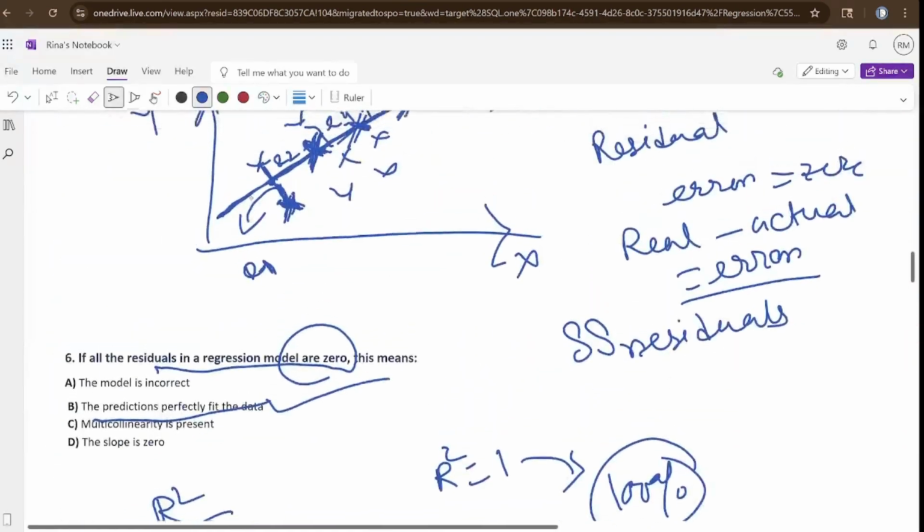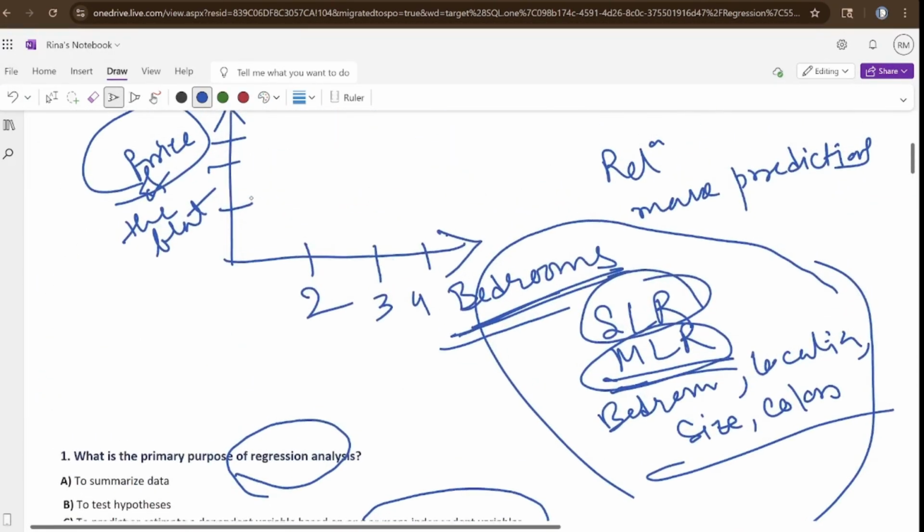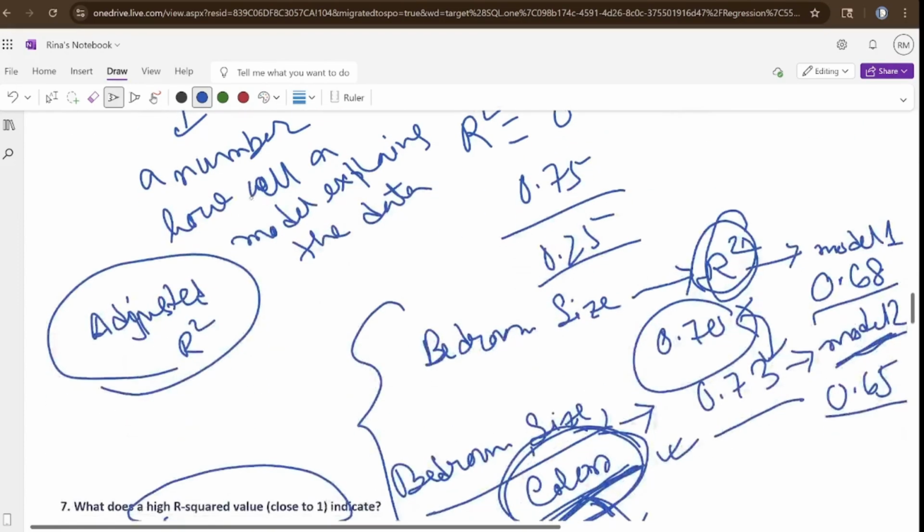Okay. So we have understood what simple linear regression is, what multiple linear regression is, what R square is, and why adjusted R square is used.